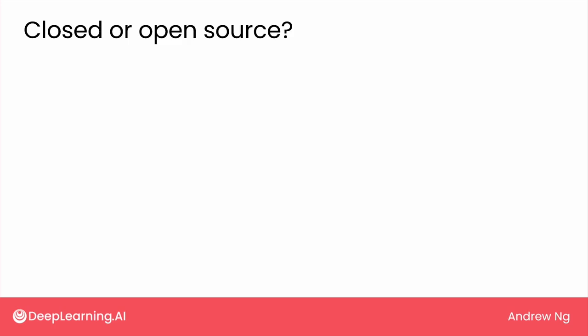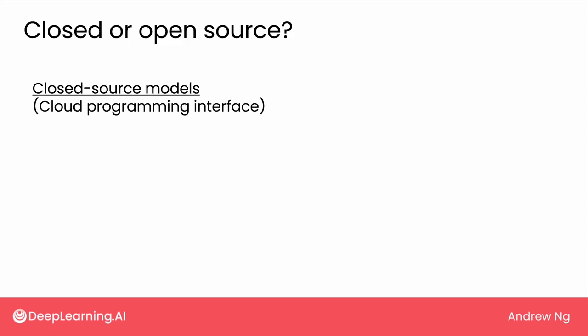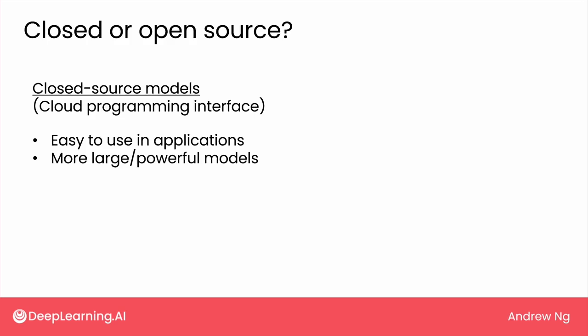Another decision you might have to make is whether to use a closed source or an open source model. Closed source models are usually accessible via cloud programming interface, and I find that many of them are pretty easy to build into applications. You just have to write a few lines of code, like we saw earlier this week, to incorporate them into software applications. Many of the largest and most powerful models today are also available only via cloud programming interfaces and are closed source models. And they're also relatively inexpensive to run because the large companies hosting these models will often have put a lot of work into serving up these API calls inexpensively.